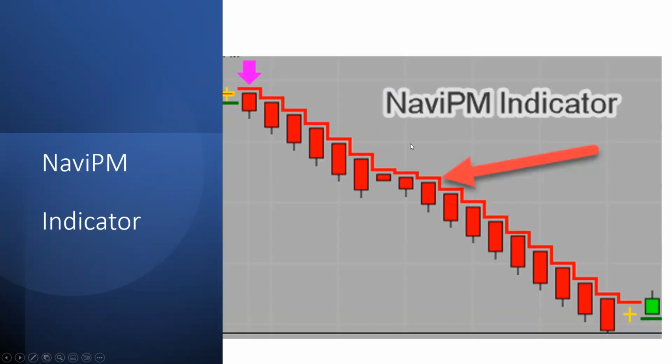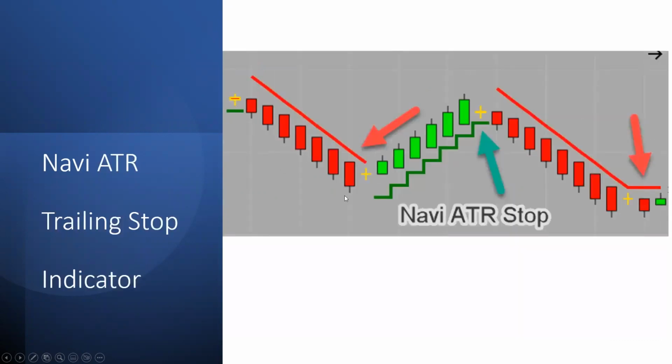All right, so broken down out of consolidation. Here I'm just trying to give you a quick overview of the tools that we have here at NaviTrader. This is the Navi ATR trailing stop. It stands for average true range. Another trailing stop. So you can use either the ATR stop or a Navibar stop. You'll be able to test both of them and see which one you like best.